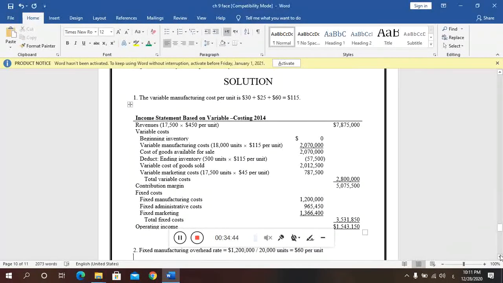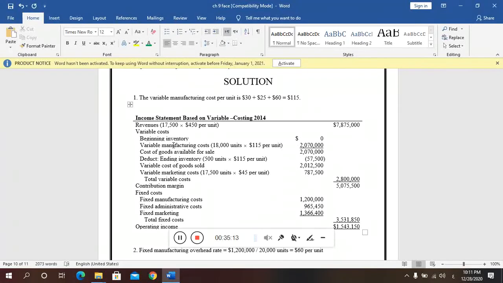First thing is to prepare income revenues: units sold multiplied by selling price. This is very easy and direct. Variable costs, beginning inventory. We didn't have a beginning inventory, so the beginning inventory was 0. Beginning inventory plus variable, because under the variable method we use the variable manufacturing costs only. Variable cost equals variable manufacturing cost equals the units produced multiplied by variable cost per unit. Units produced, not units sold.